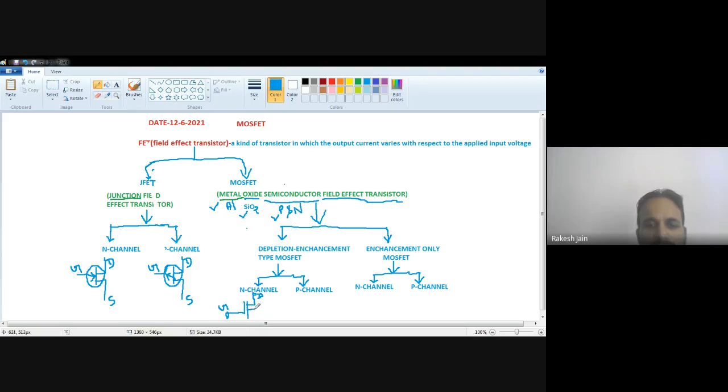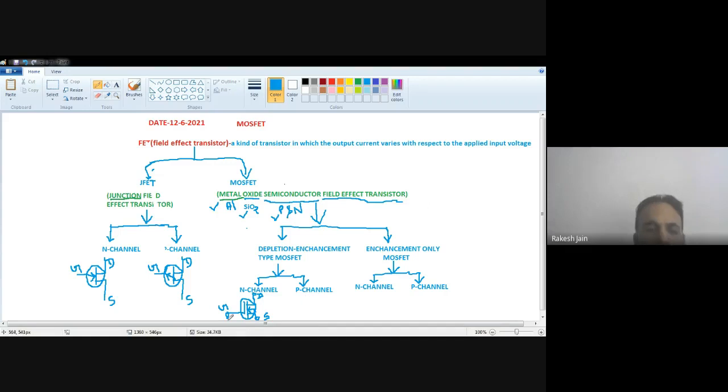Then there will be these two lines. One terminal will be taken out, and that is known as source. But the arrowhead will be in the inside direction. So this is known as N channel depletion type MOSFET, or N channel depletion enhancement type MOSFET.